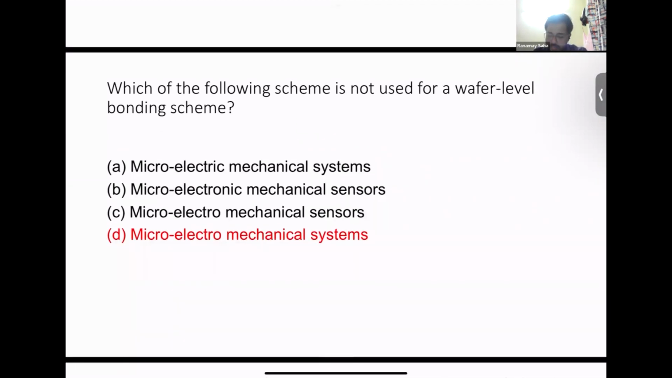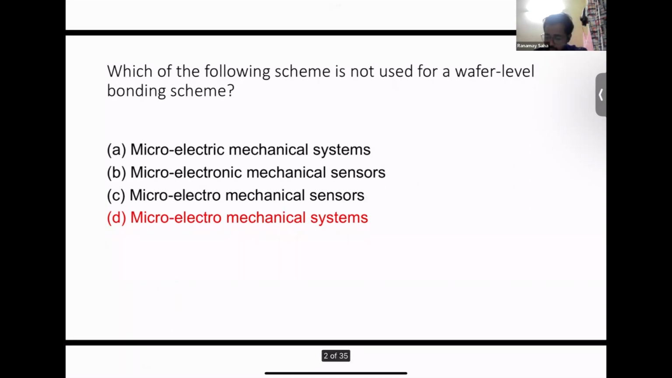So the first question started with: which of the following schemes is not used for a wafer level bonding scheme? So actually the thing is it says that it is not used. So microelectromechanical systems are used actually, which are MEMS, and sensors are just a type of that MEMS devices. So of course they are used, and microelectromechanical systems fall apart as per the question goes, and option D becomes the correct option here.